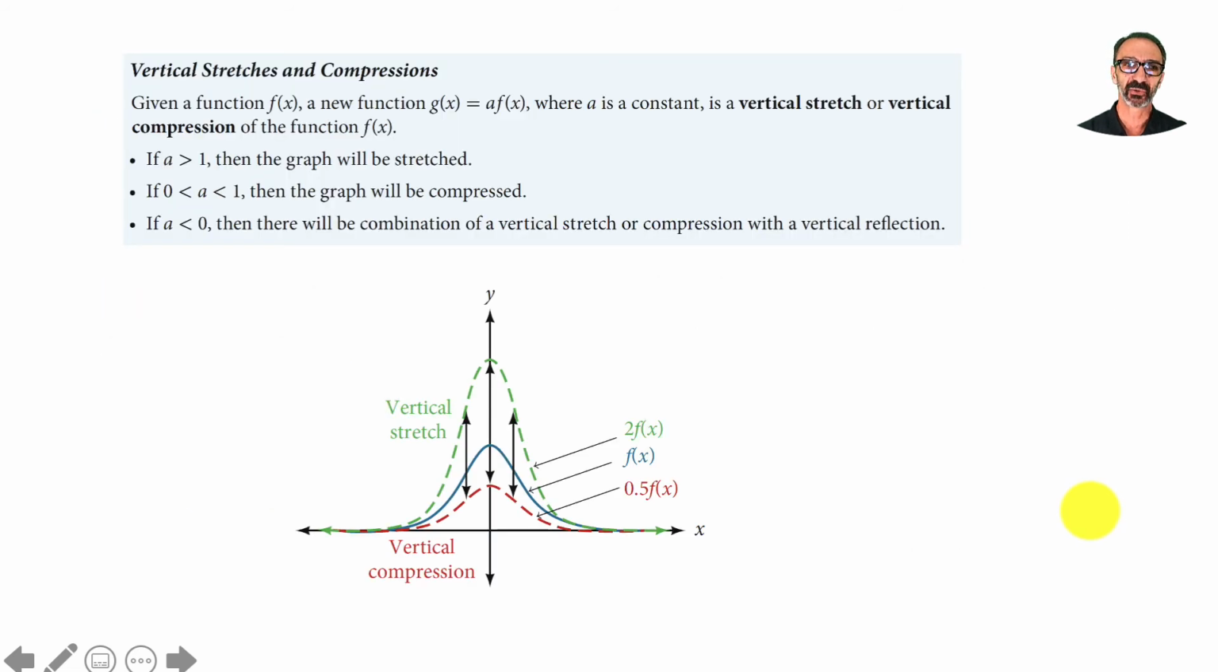Now, vertical stretch and compressions. If the original function in blue is called f of x, multiplying outside by 2, it's going to stretch it by a factor of 2. Multiplying up front by 0.5, like half, you're going to shrink it, or called vertical compression or horizontal stretch. Either way, some books they call it horizontal stretch. If you want to stick to vertical, that's called vertical stretch, and this is called vertical compression.